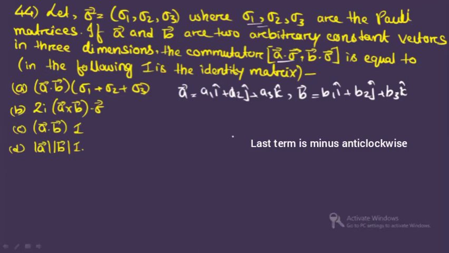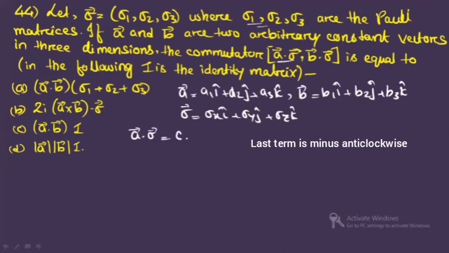3 dimension it's said. And sigma you will write as sigma = σx î + σy ĵ + σz k̂. So you have to find the commutation of A·σ. So first let's calculate A·σ.